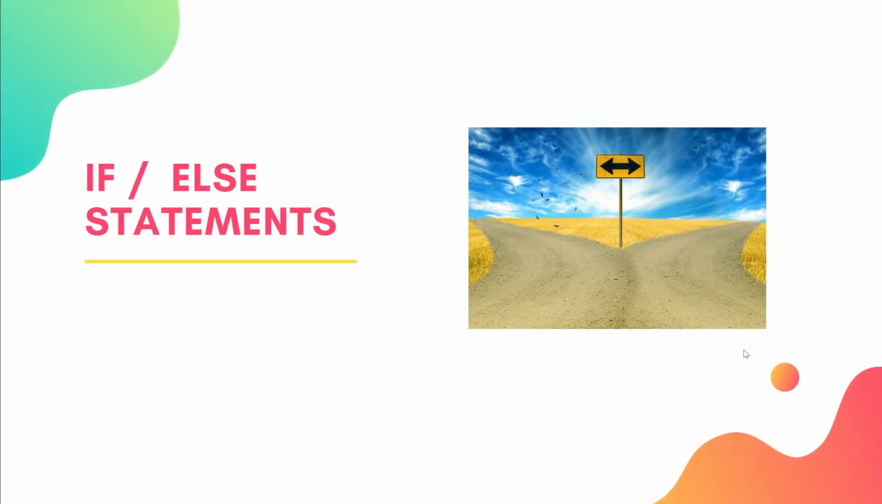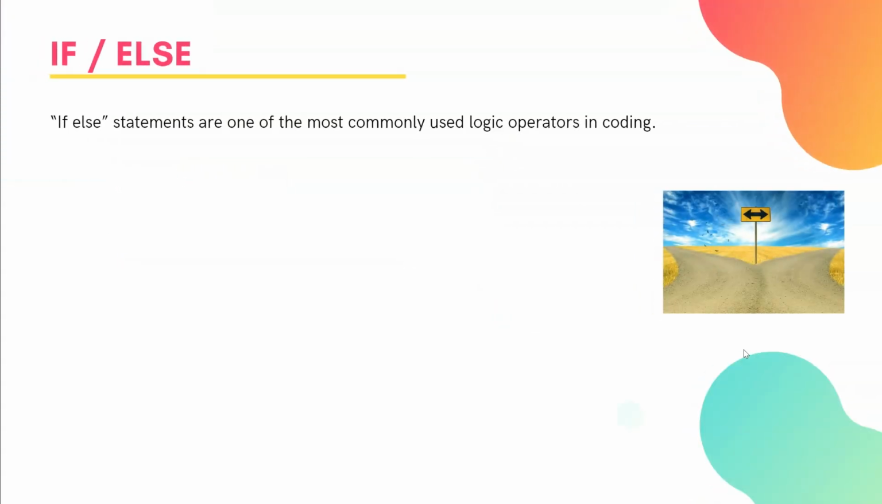So if-else statements. We've got a picture here of a fork in the road and it's a decision point. Do we go left or right? With our if-else statements, we're using these to get our expert advisor to go one direction or another. If-else statements are one of the most commonly used logic operators in coding. There are others, but this is the one you'll probably use the most. So this is the one we'll cover in the most detail today.